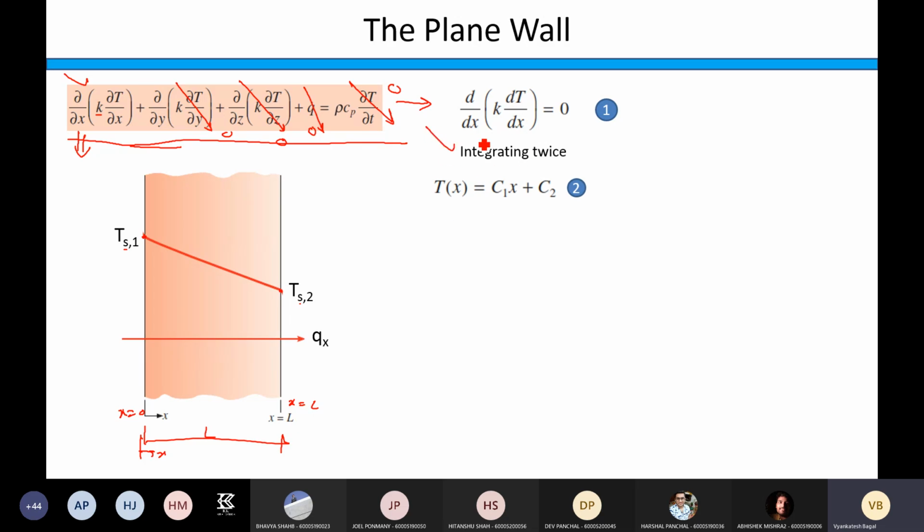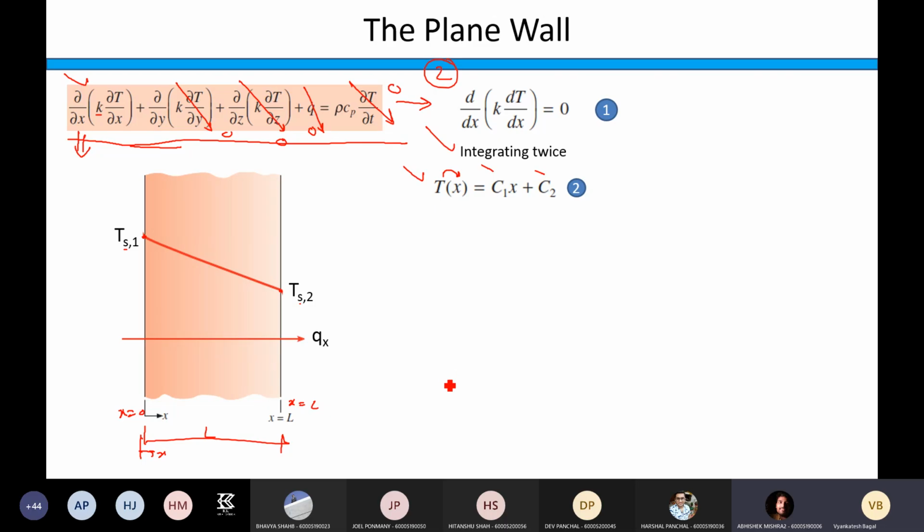Now I am integrating this equation twice, right? I am skipping the steps in between now. Integrating twice, you will get the temperature distribution. So temperature as a function of x will be written as C1x plus C2. As this is a second order differential equation, I have two constants of integration, C1 and C2, right? Correct? So should I go ahead?